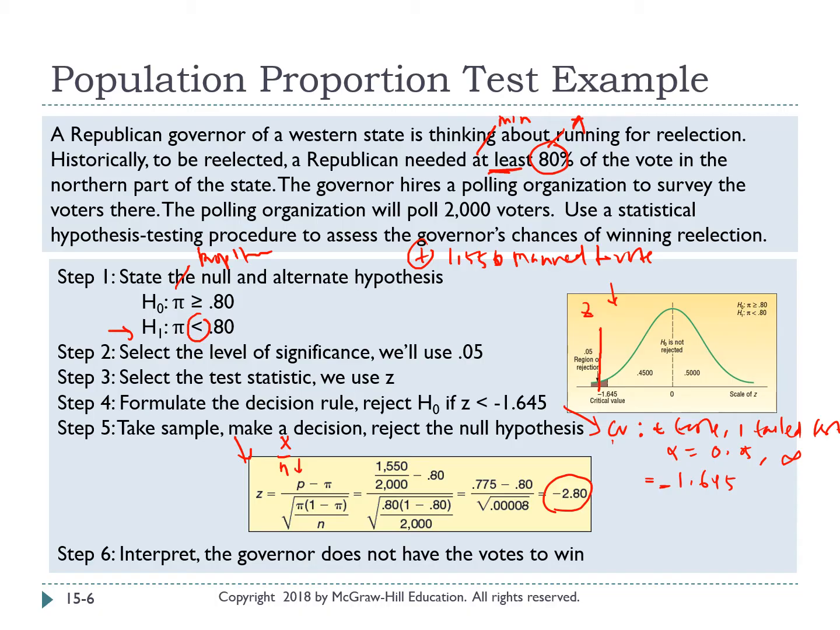Step number 6, we have to interpret our result and we can say the governor does not have the vote to win because you have rejected the H null, and we can say the proportion is smaller than 0.8. Okay?